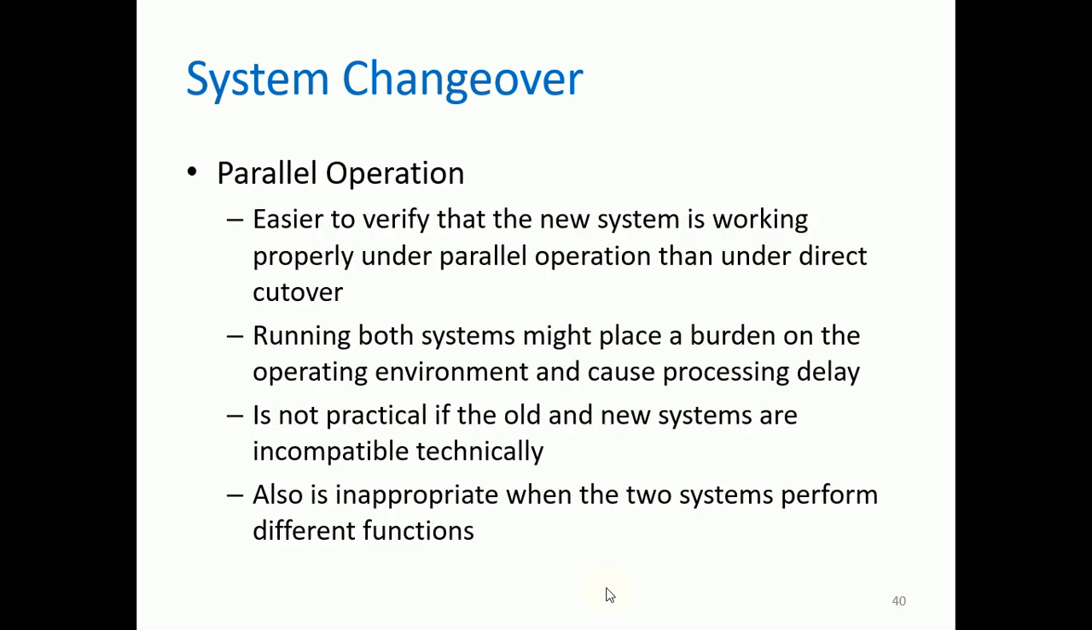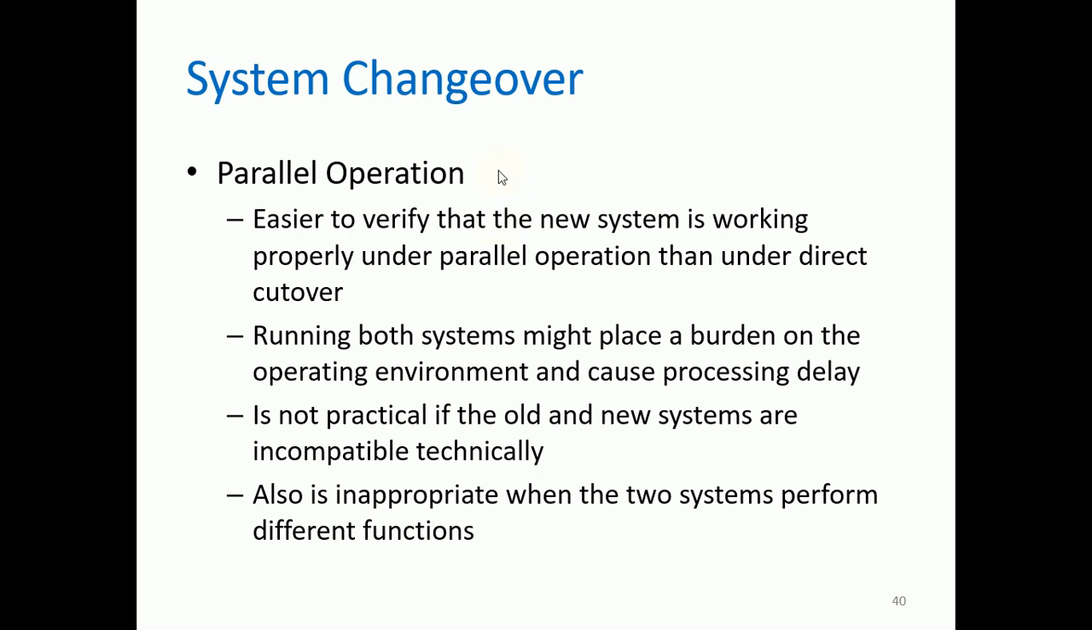Okay, next we have parallel operation. It is easier to verify that the new system is working properly under parallel operation than under direct cutover, because you're using two systems at the same time and closely monitoring whether there will be errors or technical issues. Running both systems might place a burden on the operating environment and cause processing delay.